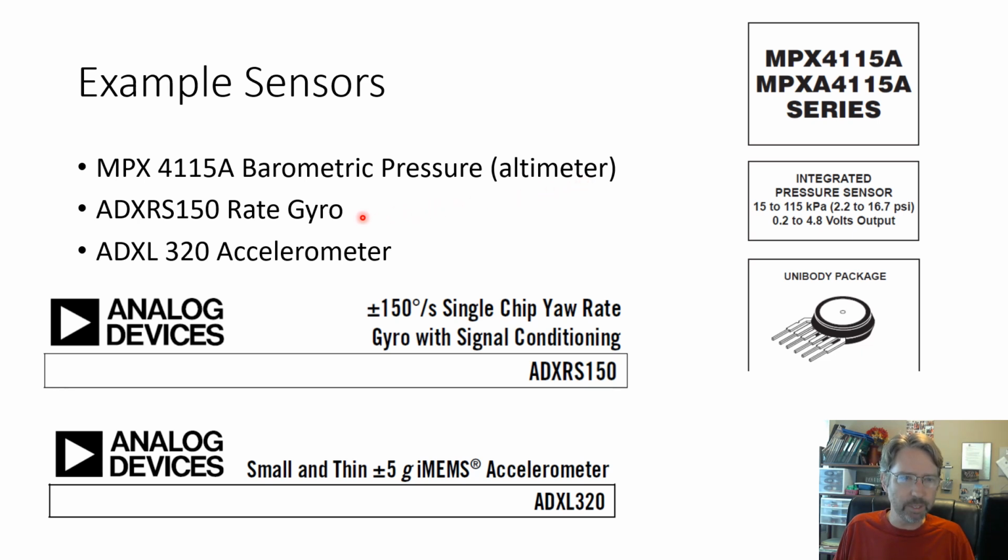Also a rate gyro made by Analog Devices, the ADX-RS150, and the ADXL320 accelerometer. So a rate gyro measures how fast you're turning. It doesn't measure angle, but turn rate in degrees per second. Accelerometers measure acceleration in Gs. They also measure acceleration from gravity, so that is at least coupled into that measurement as well.